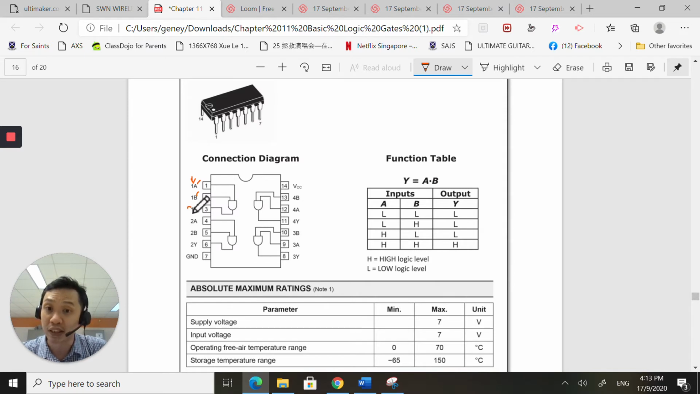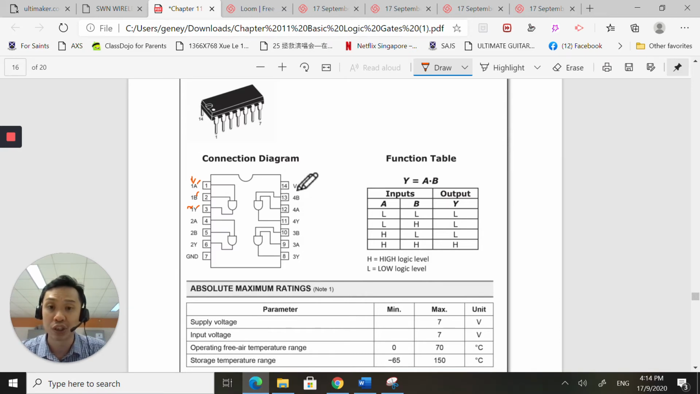1 representing the first gate, Y representing the output. Okay, so if you just need to use one gate, you just need to use pin 1, 2, 3. That's all. If you want to use two gates, you have to consider which other gates you want to use. But if you want to use the second AND gate, use pin 4, 5, 6. So pin 8, 9, 10 is for the third AND gate, and pin 11, 12, 13 is for the fourth AND gate. Yeah. So this chip kind of needs power.